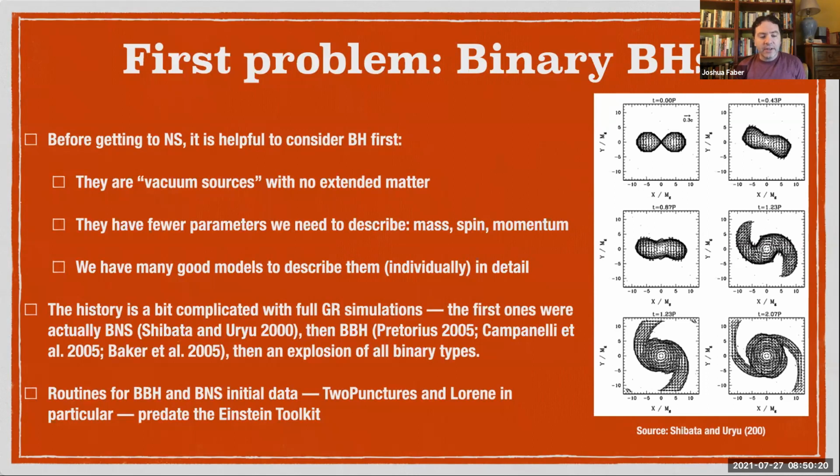The routines that are most commonly used in the Einstein toolkit to calculate either binary black hole initial data or binary neutron star initial data, this would be TwoPunctures and Lorene, respectively. Both of those predate the existence of the Einstein toolkit. So these routines were around from prior to the Einstein toolkit actually being compiled, collected, and developed.